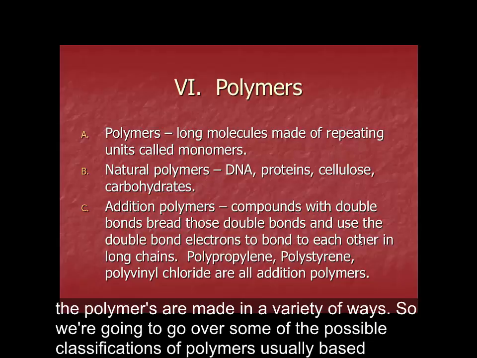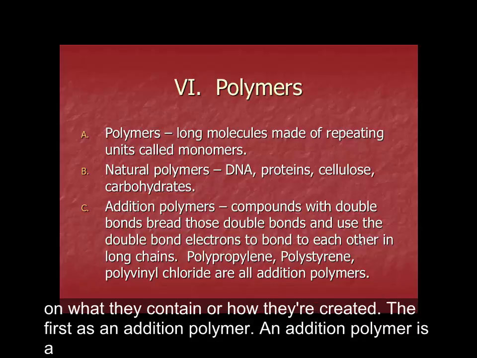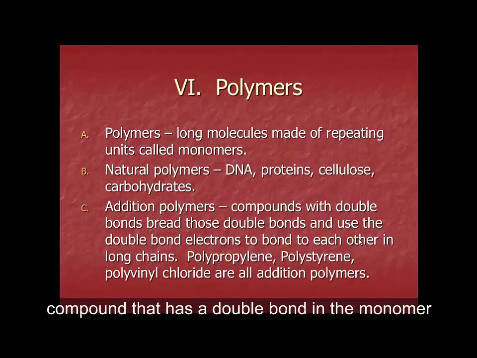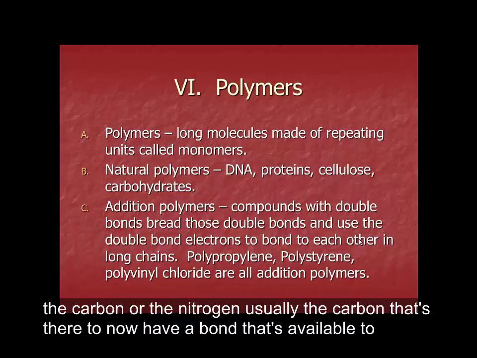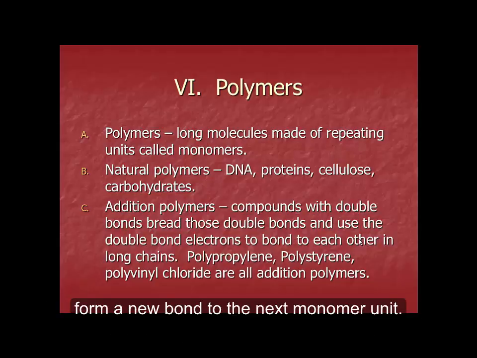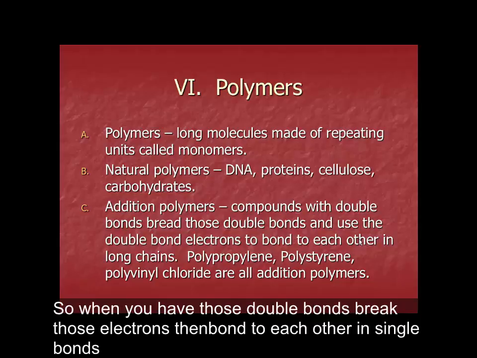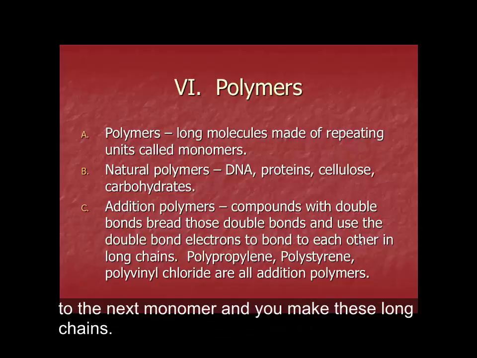The polymers are made in a variety of ways, so we're going to go over some of the possible classifications of polymers, usually based on what they contain or how they are created. The first is an addition polymer. An addition polymer is a compound that has a double bond in the monomer, and that double bond breaks, which allows the carbon, or the nitrogen, usually the carbon that's there, to now have a bond that's available to form a new bond to the next monomer unit. So when you have those double bonds break, those electrons then bond to each other in single bonds to the next monomer, and you make these long chains.